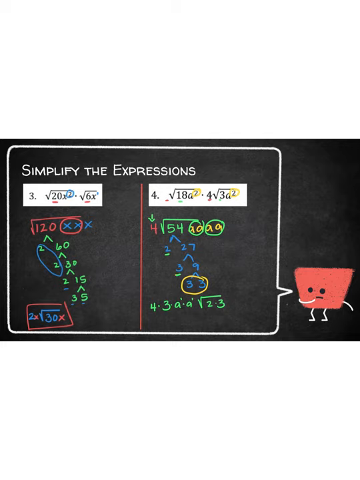Okay, now we're going to simplify. 4 times 3 is 12. And A to the first times A to the first is A to the second. And then you're going to have the square root of 2 times 3, which is 6. So this will be your final answer.